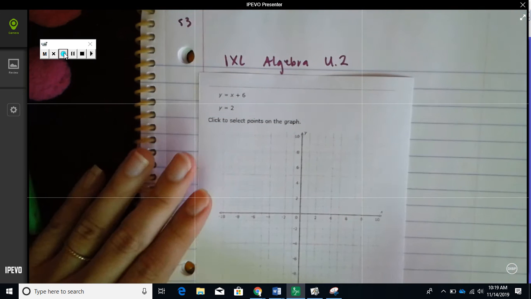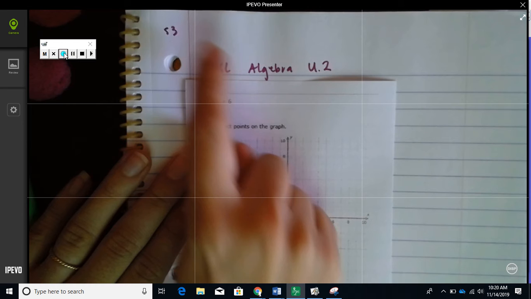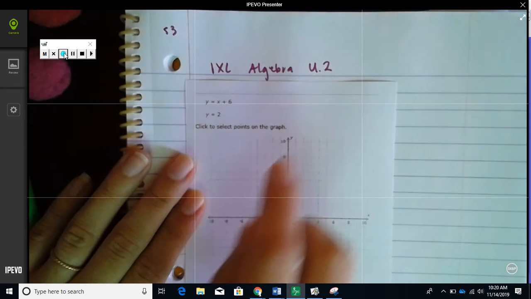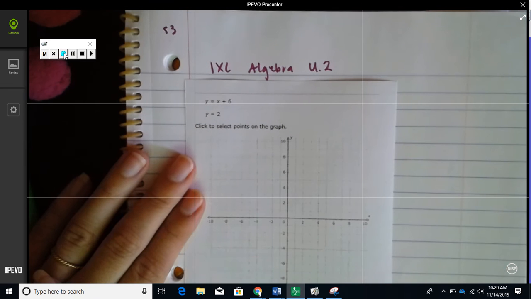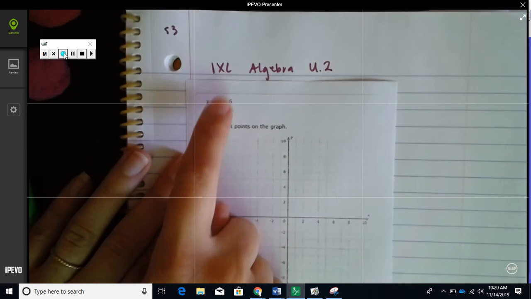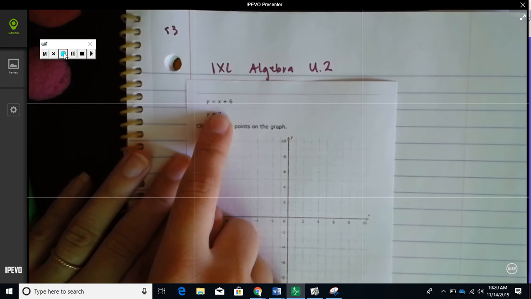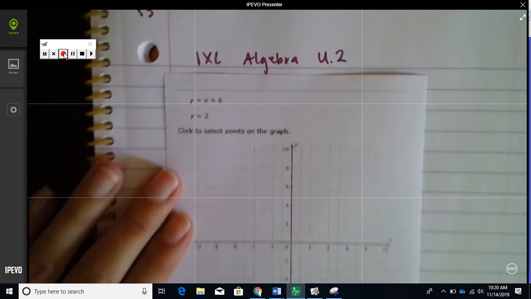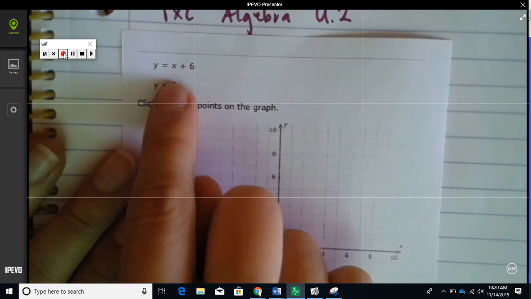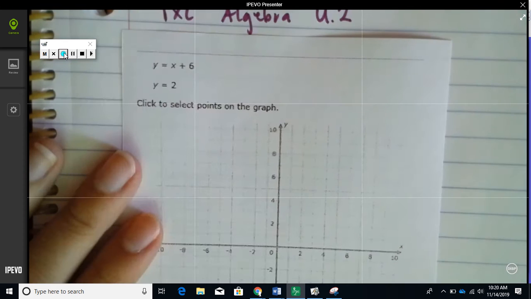Alright, so now we're on page 53. We're going to do IXL Algebra U.2. So what you're going to have to do is graph the two equations, the two graphs, and see where the intersection is, see where the solution is at. So let's zoom in. I asked you to do the first one as a warm-up today for a grade.